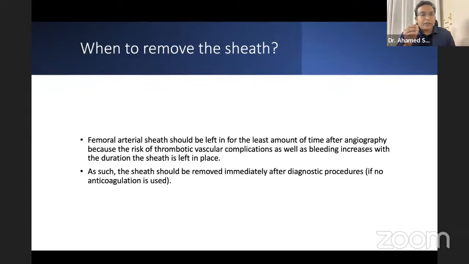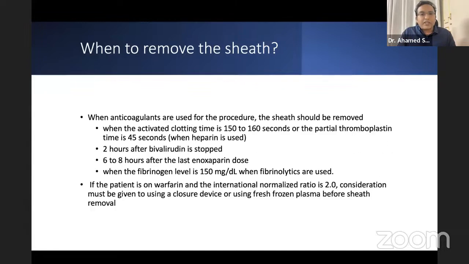for the minimum amount of time after angiography, because the risk of thrombotic vascular complication as well as bleeding increases with the length of duration the sheath is left in place. As such, the sheath should be removed immediately after diagnostic procedures, especially if no anticoagulation is used.